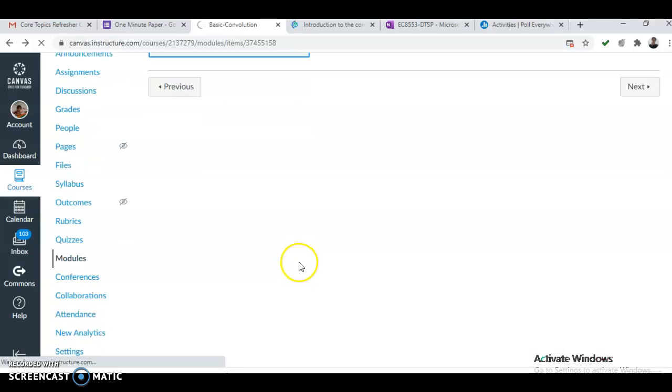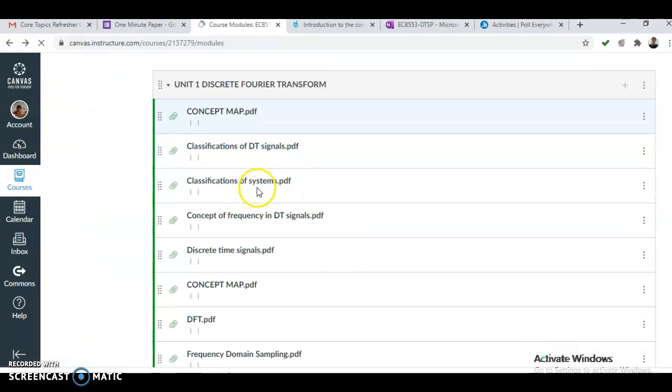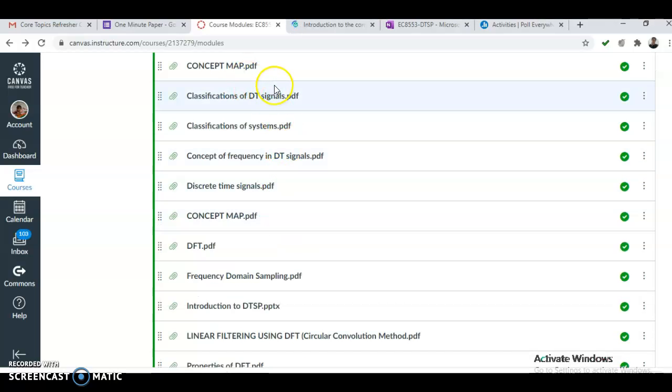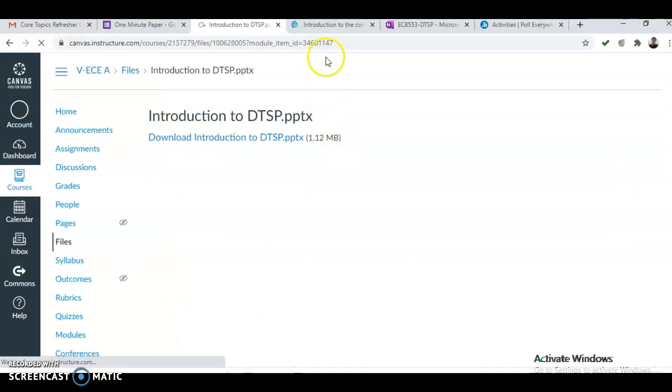So this is the unit 1 materials. Here I have posted my PPT and my PDF materials for the students' study purpose and future reference.